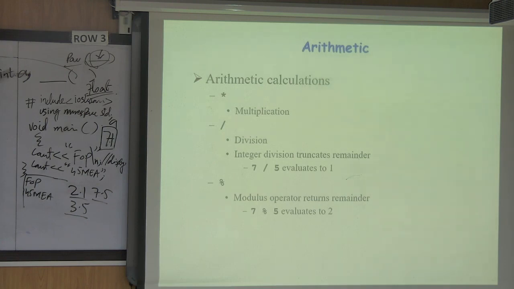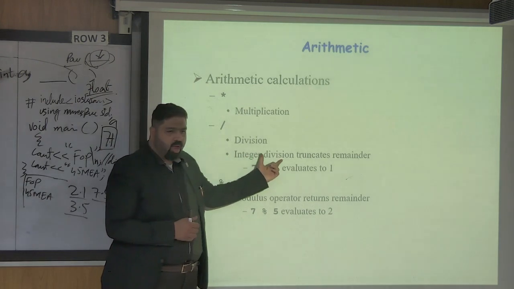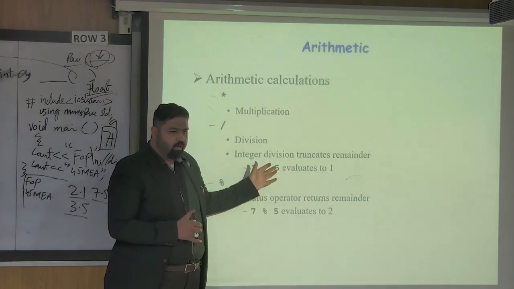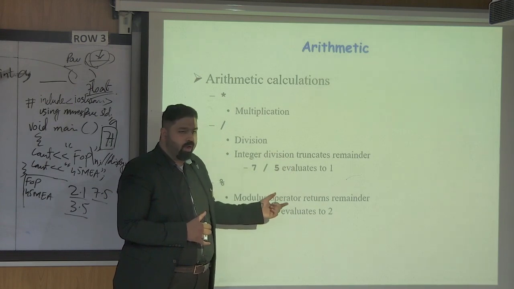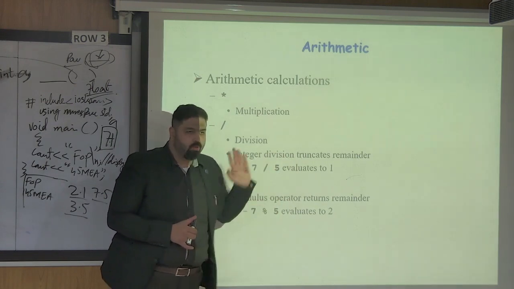7 divided by 5, let's say if we do it, it evaluates to, आंसर बताएं, 1 point something. The remainder gets truncated. इंटीजर डिवीजन है, आपने फ्लोट डिक्लेयर नहीं किया, एक इंटीजर को इंटीजर के साथ डिवाइड आप कर रहे हैं और आपका आंसर फ्लोटिंग पॉइंट में आ रहा है, तो it only evaluates to 1.